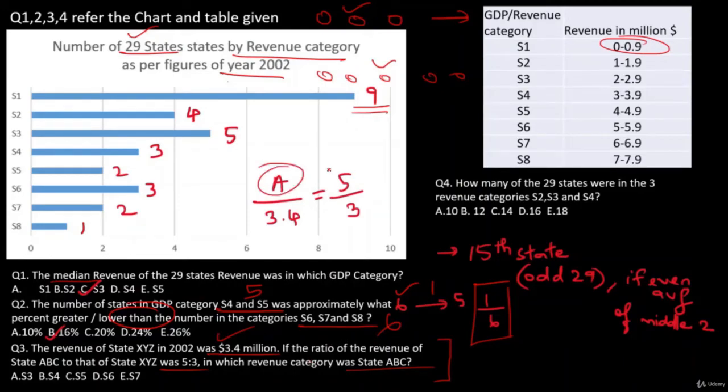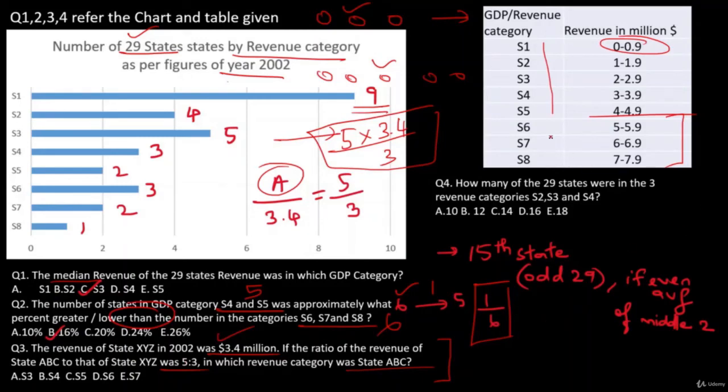So all you need to find is A. Let's calculate the value of A. That would be 5 into 3.4 divided by 3, right? So this value over here will be approximately 5.7 by 3, right? So that comes in the category S6, and hence the correct answer to this question is option D. All right, now let's go to the fourth question.